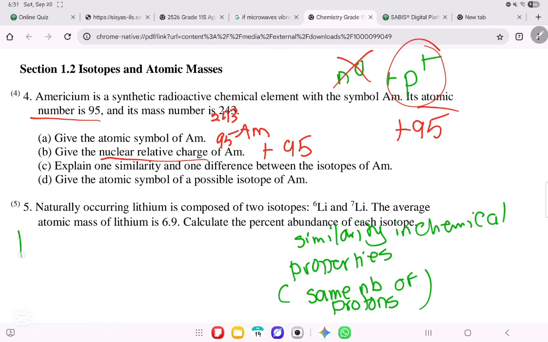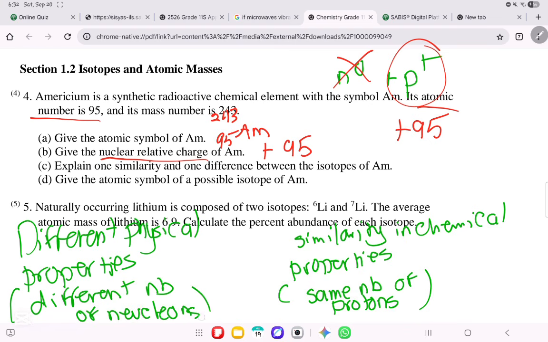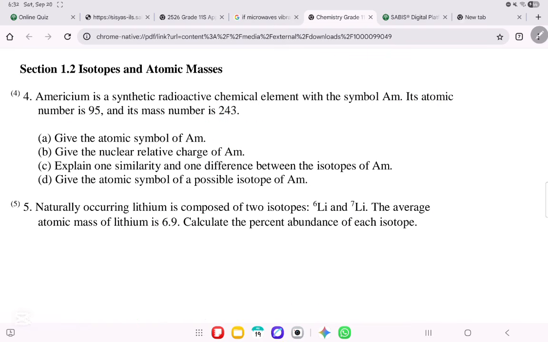And they have different physical properties. Why exactly is that? It's because they have a different number of nucleons or neutrons, but it's preferable to say nucleons or different mass number. Okay, so they have same chemical properties because they have the same number of protons, but different physical properties because they have different number of nucleons. We'll move on to the next one.